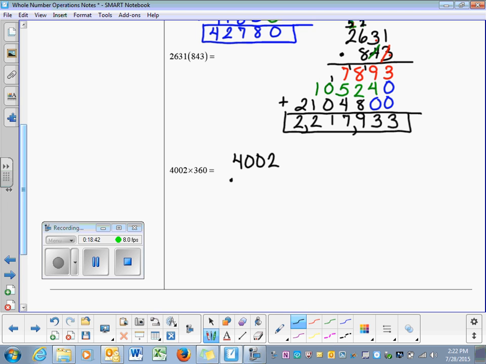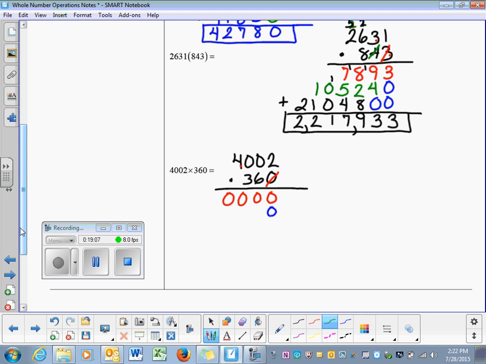4,002 times 360. All right. 0 times 2 is 0. 0 times 0 is 0. 0 times 0 is 0. 0 times 4 is 0. I like that route. Now I'm going to need a placeholder.